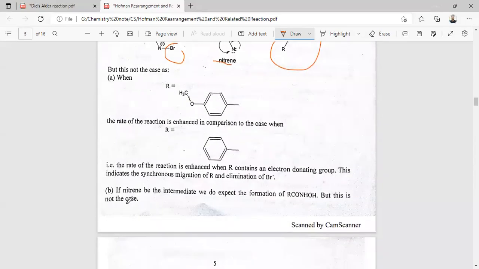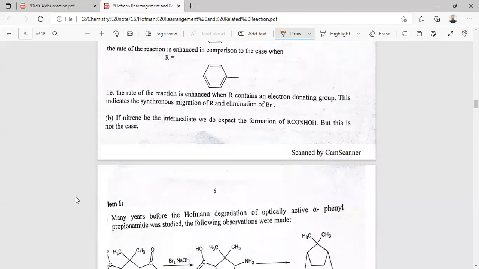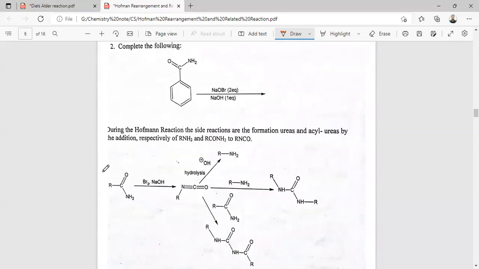So this is the overall Hofmann reaction. Now I will discuss the side reactions. During this Hofmann reaction, ureas and acyl ureas are also formed by the addition of RNH2 and RCONH2 respectively to the isocyanate RNCO. Here, from this isocyanate intermediate, hydrolysis forms this amine.